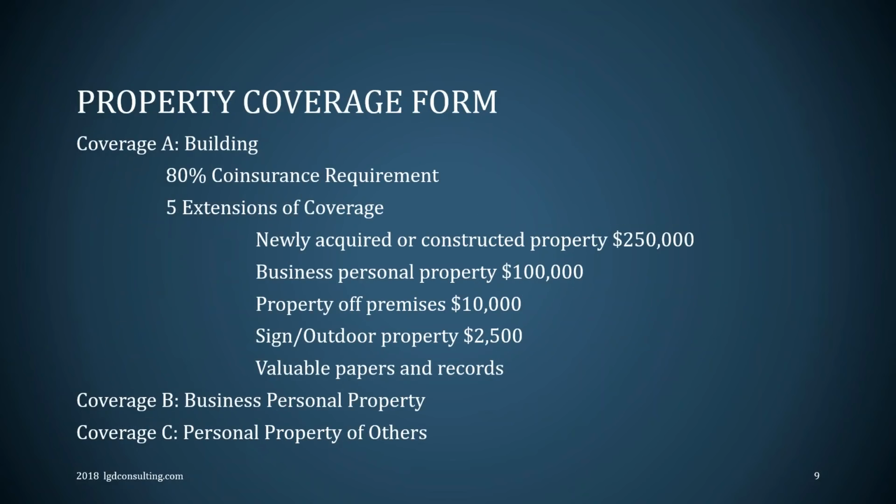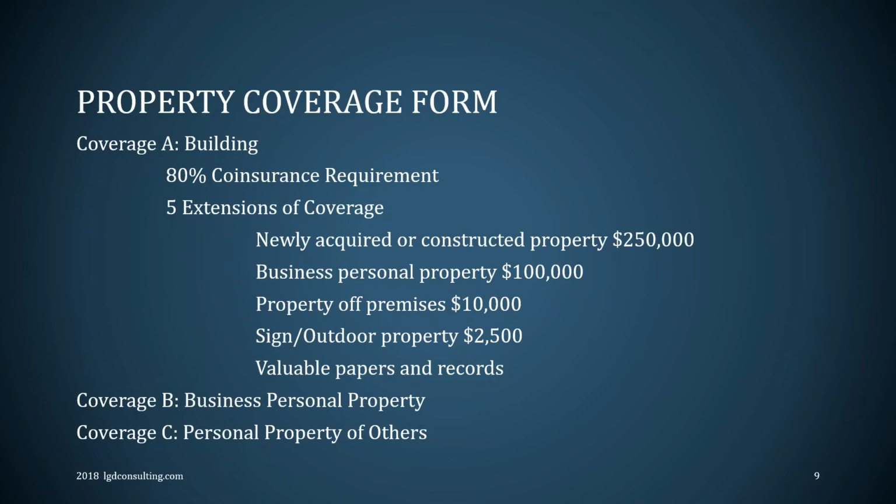All right, let's go into the coverage forms. Property is coverage A, the building. This is the main building. Anything bolted, welded, nailed, or attached to your structure would be coverage A. Most insurance companies require at least 80% co-insurance. That means you have to purchase at least 80% of coverage to the value of the building. They encourage you to get 80% co-insurance because if you do, you get 5 extensions for free.